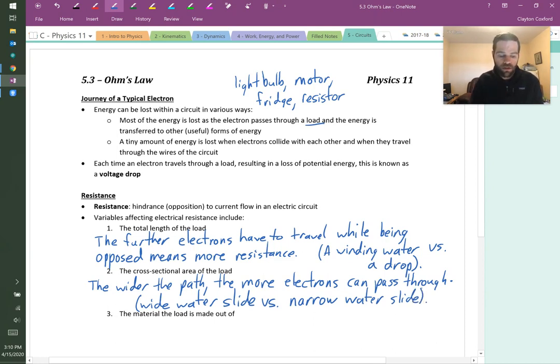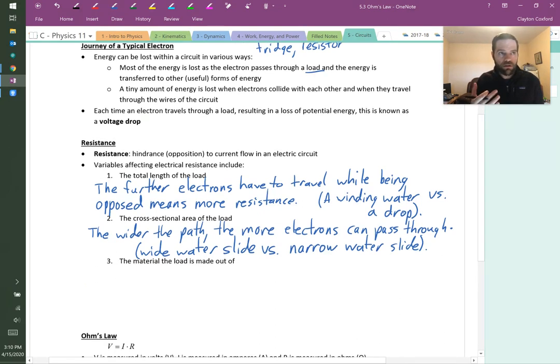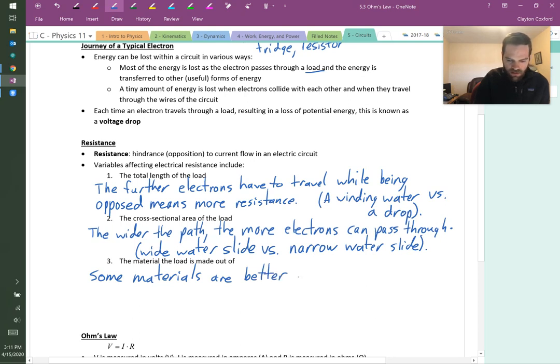And the third factor that is involved in the electrical resistance of a load is the material that that load is made out of. And there are certain materials that allow charges to flow through them a lot easier than other materials. We call this conductivity. They're better conductors. They have a better electrical conductivity. So some materials are better conductors than others. Better conductors allow electrons to move easier.